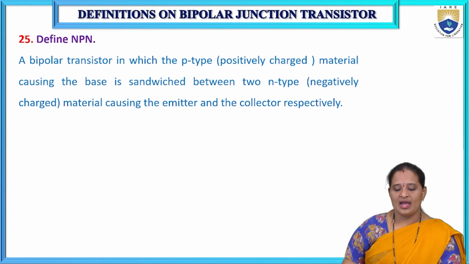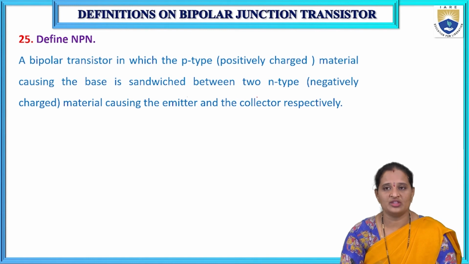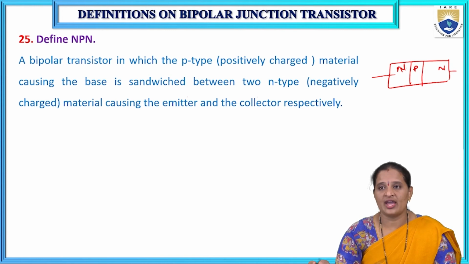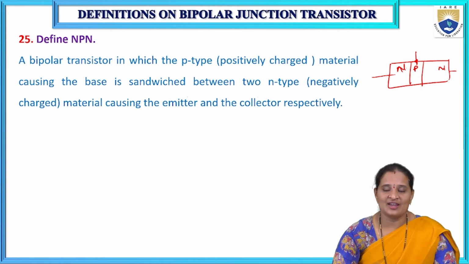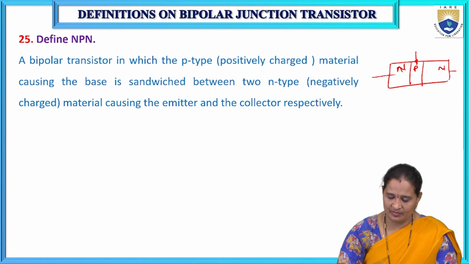Define NPN transistor. A bipolar transistor in which a P-type material forming the base is sandwiched between two N-type materials forming the emitter and collector terminals is known as NPN. Sandwiched means we are placing the P-type semiconducting bar in between two N-type semiconducting bars such that a transistor is formed, and the emitter and collector terminals are taken from the two N-type semiconducting bars, whereas the base terminal is taken from the middle P-type semiconducting bar. So a transistor formed by sandwiching a P-type semiconducting bar between two N-type semiconducting bars is known as NPN transistor.